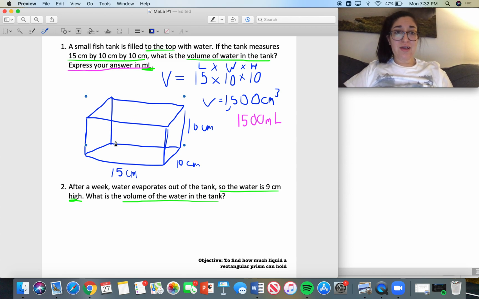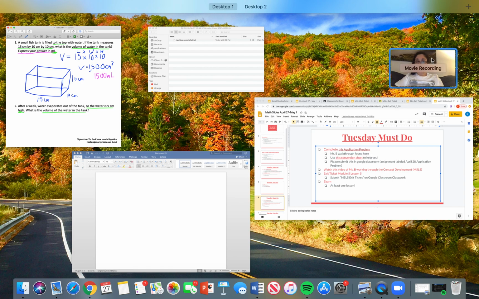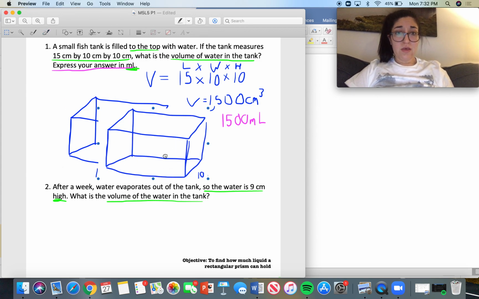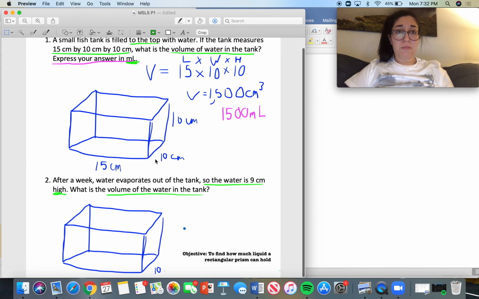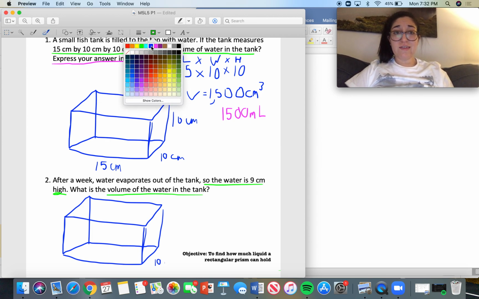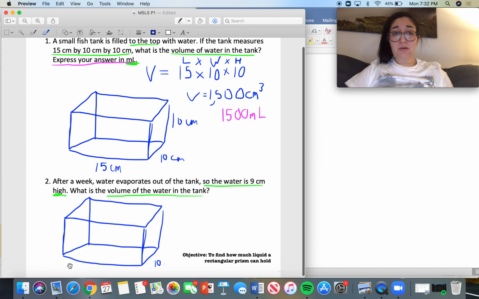So if I took this tank that I've got here and I put it here, since it's asking me, the water is now 9 centimeters high, right? So the amount of water that fills the bottom this way doesn't change. That's still going to be 15. The amount of water in the width doesn't change. That's going to be 10.